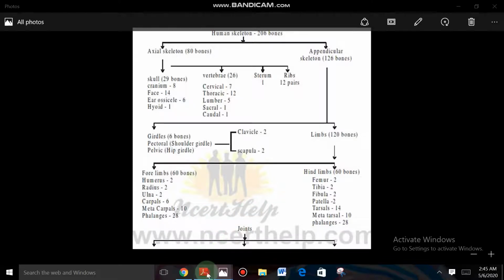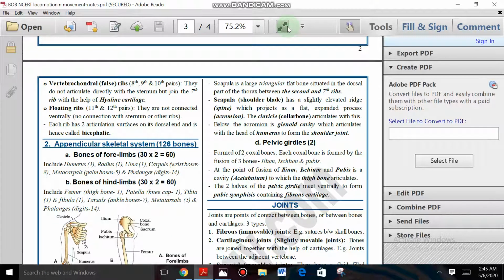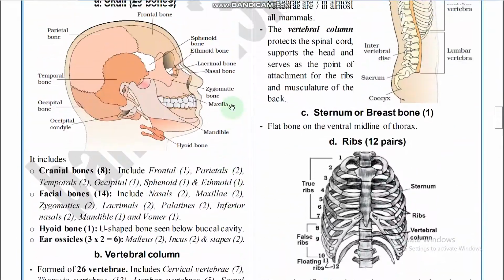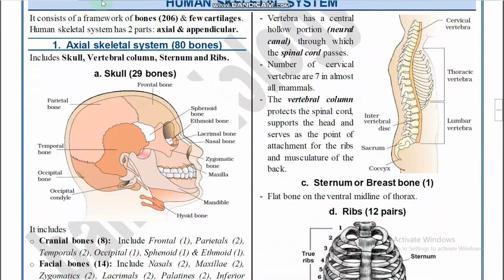Right. So this is the overall flow chart of the human skeletal system, the number of bones presented in it. So let us discuss all the bones in our body. It consists of a framework of 206 bones and a few cartilages. The human skeletal system has 2 parts, axial and appendicular. Axial has 80 bones and appendicular has 126. 126 plus 80, total 206 bones.